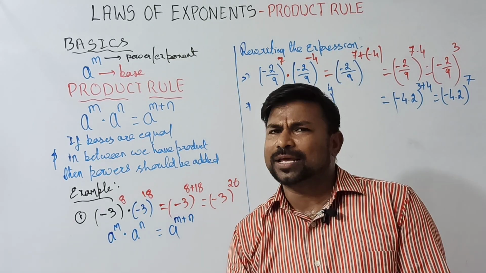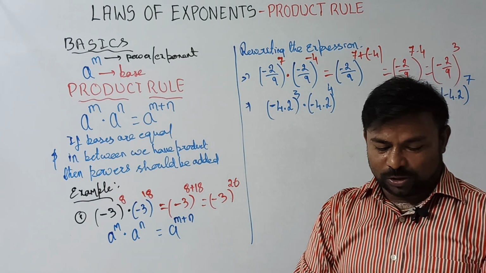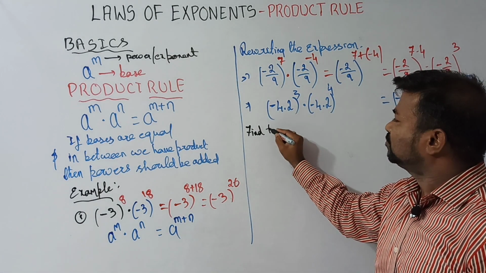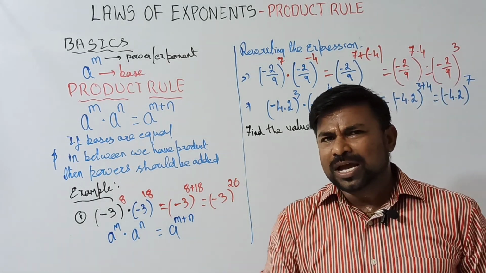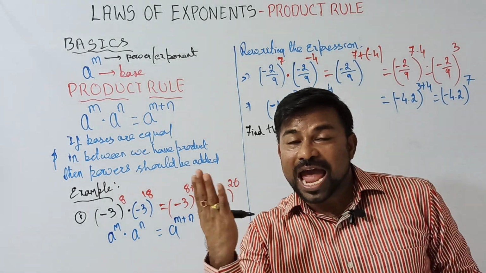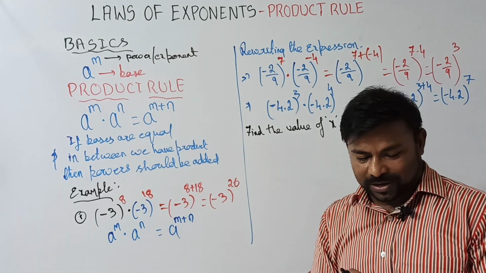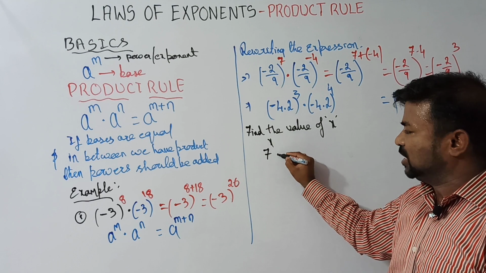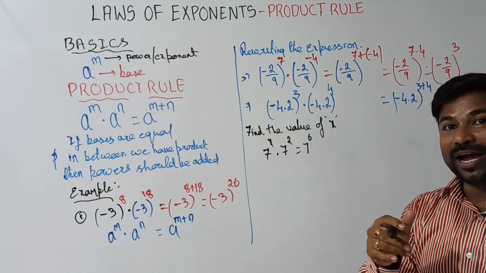Now let me apply the same sum in a different way. Let me come back to you with one more sum. Find the value of x. What I am doing means I am applying the same logic, the same formula, the product rule, the other way around for finding the value of x. Let me come with an example here. The question is 7 to the power x into 7 to the power 2 equals 7 to the power 6.